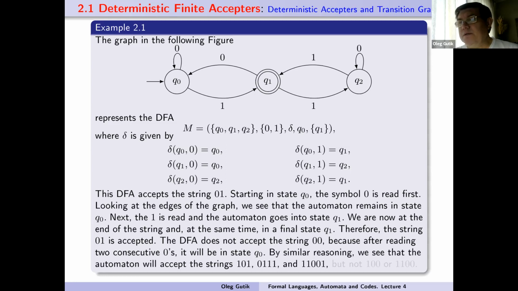By similar reasoning, we see that the automaton will accept the strings 101, 0111 and 11001, but not 100 or 1100.